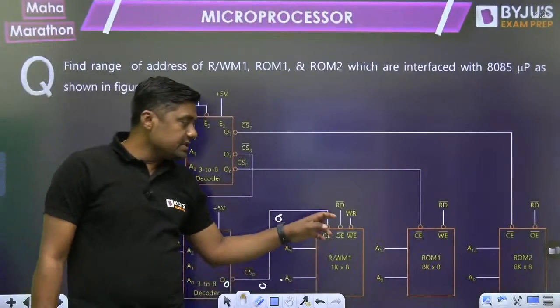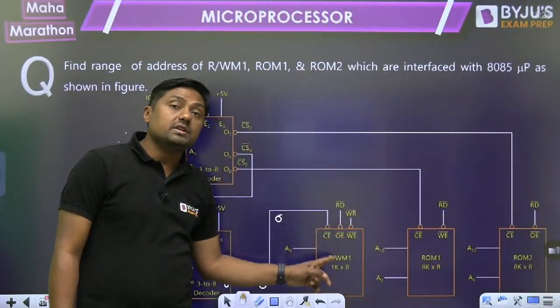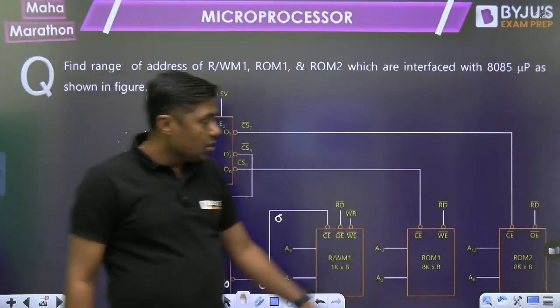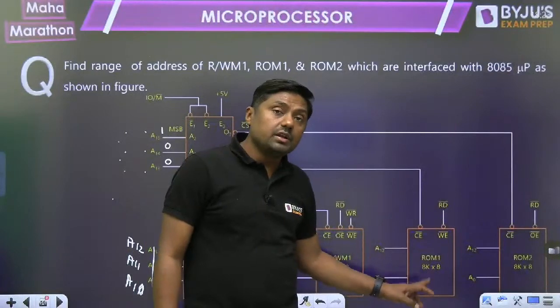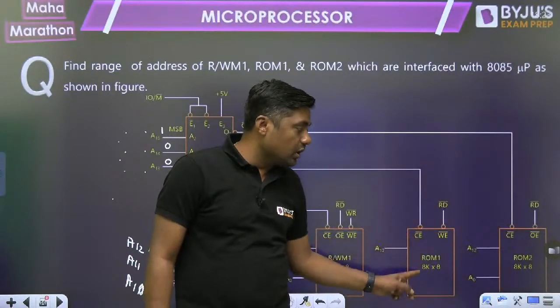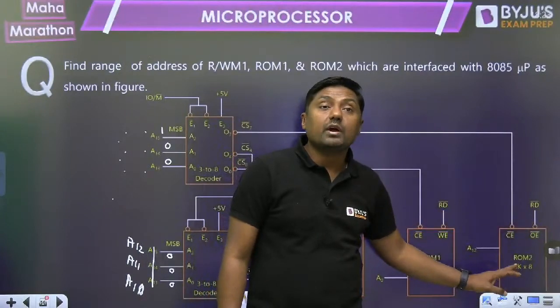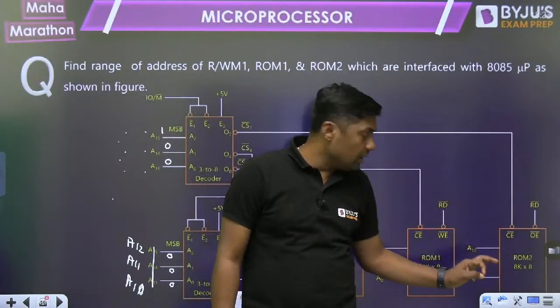Here the read signal is given and the write signal is given, which means it is a read-write memory. Find the range of this. Here only the read signal is given, that is the read control signal, and that's why it is a read-only memory.